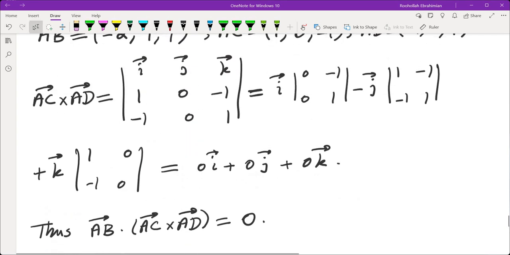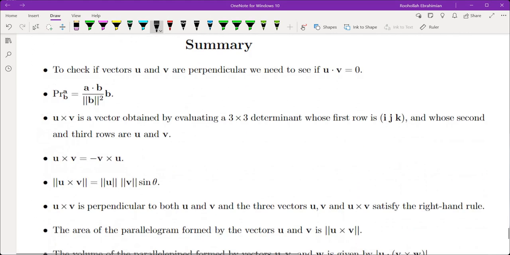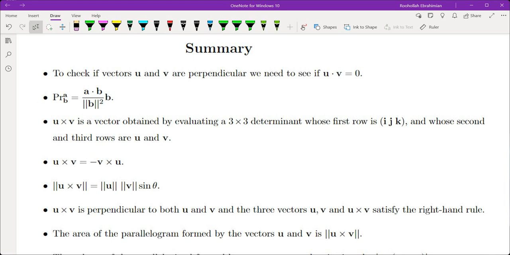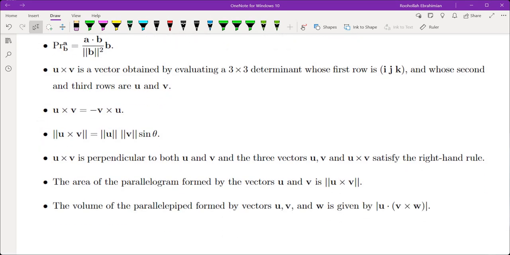Now, even if this cross product were not 0, but the dot product were 0, they would still be on the same plane. So to close this, let's summarize what we did. To check that two vectors are perpendicular, we have to check that their dot product is 0. We talked about the formula of a projection. We talked about how to find the cross product of two vectors, some properties of the cross product, and finally the volume of the parallelepiped based on three vectors.